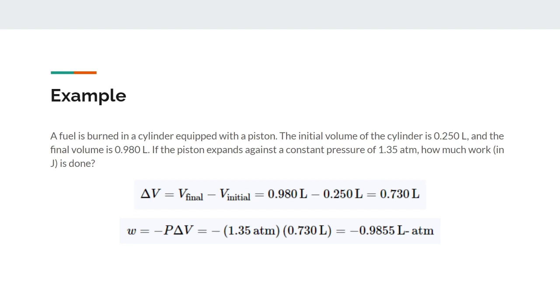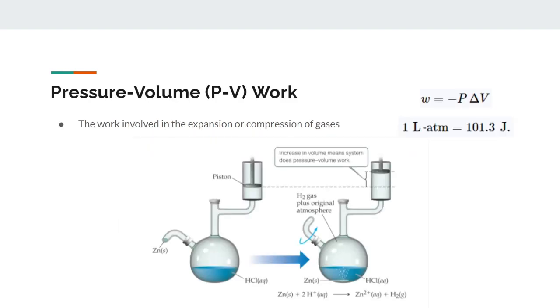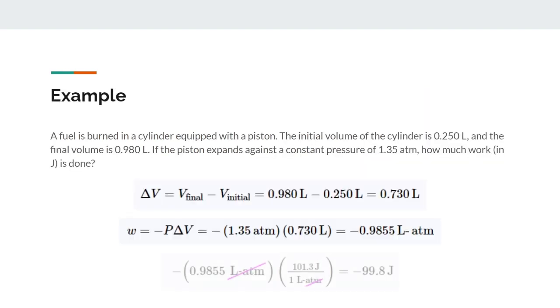0.9855 liters times atmospheres. And using this conversion factor that we discussed in the previous slide, we can use dimensional analysis, which leaves us with negative 99.8 joules, which is how much work is done in the system.